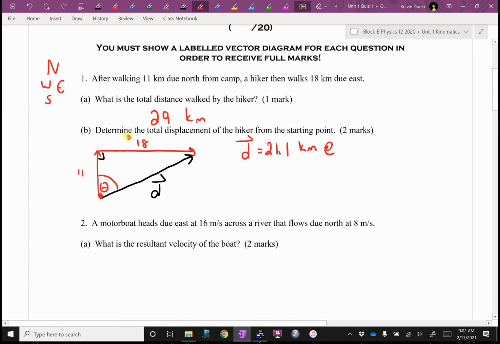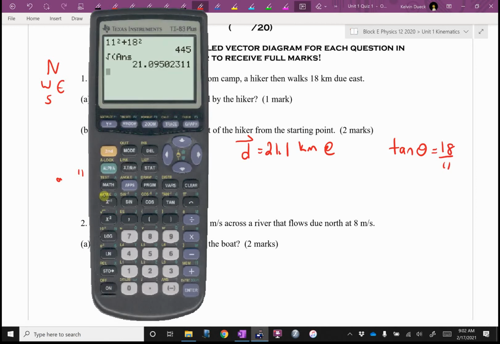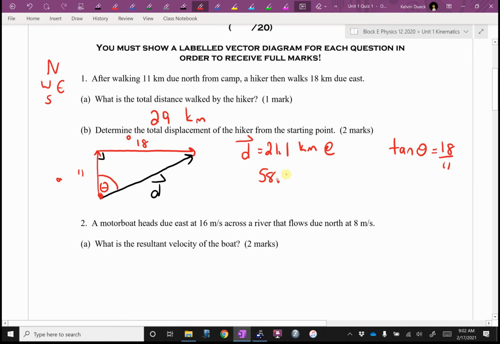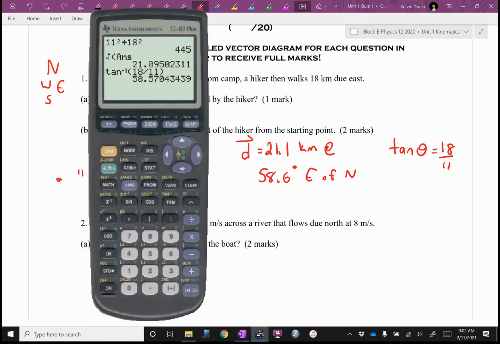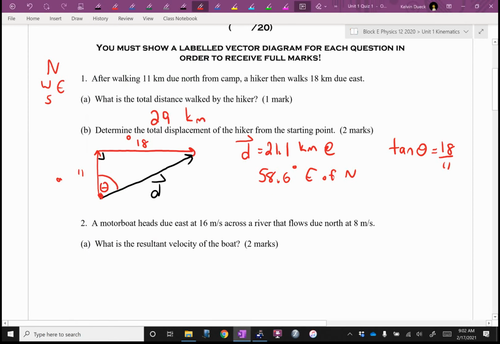Color, color, color. Opposite, adjacent. Looks like it's going to be tan theta equals opposite over adjacent. 58.6 degrees. I would take 59 degrees. 58.6 degrees. North of south, east of west, what of what? This will be east of north, or you could go 90 minus 58.6, 31.4 degrees north of east.